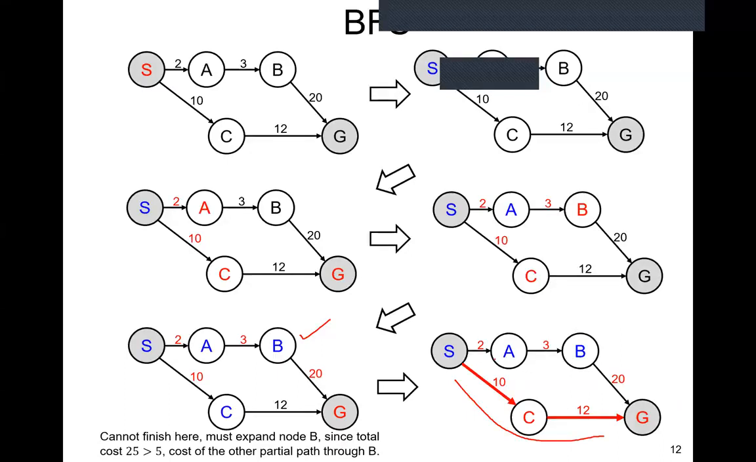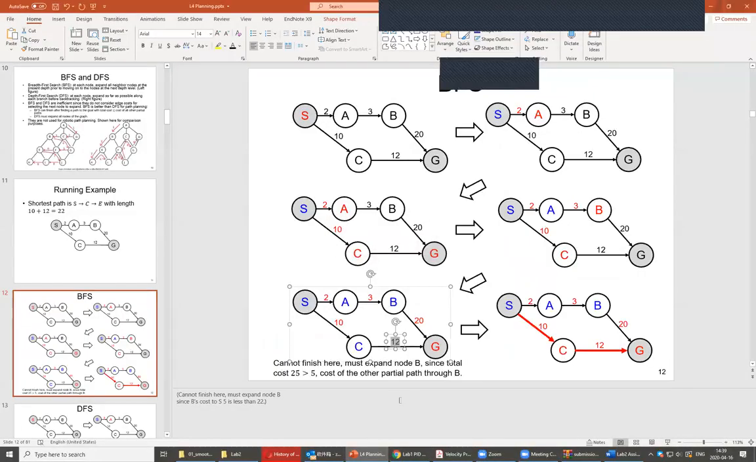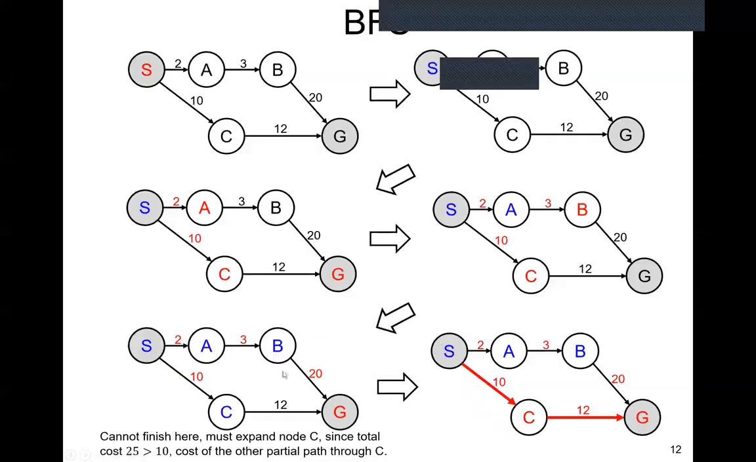See, I think I didn't write it correctly. Must expand node C. Total cost greater than 10. Yeah, that's right. So at this point, after you reach the goal, you should continue to expand C to find the shortest path.